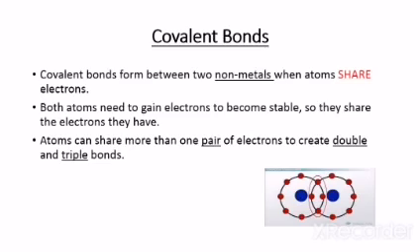Noble. So atoms can share more than one pair of electrons. They can share more than 2 electrons. They can share 4 electrons. They can share 6 electrons to form a double and triple bond.